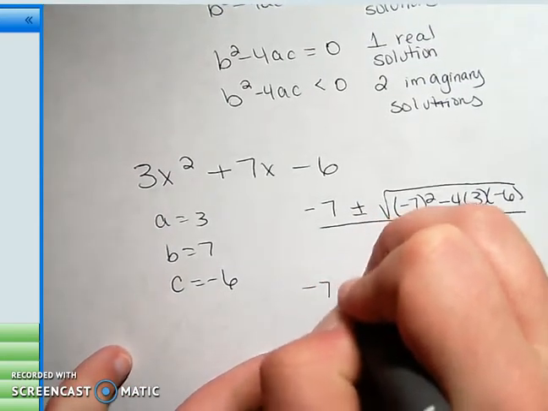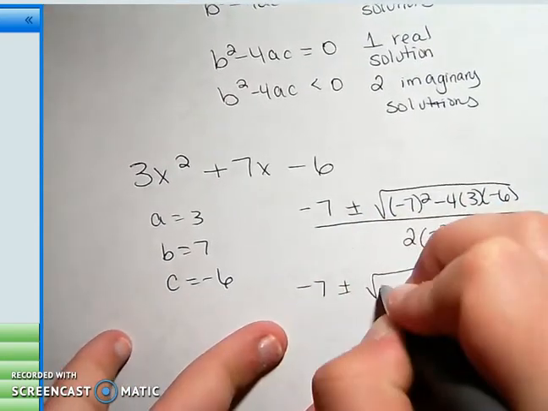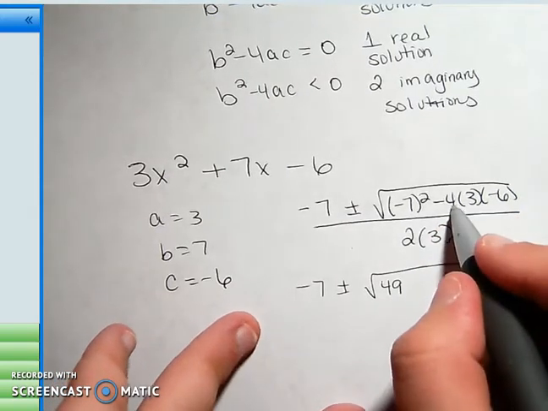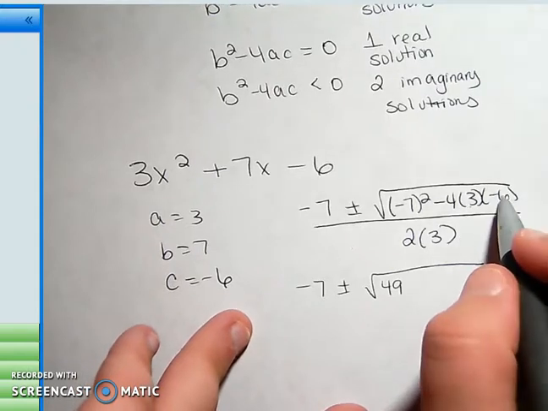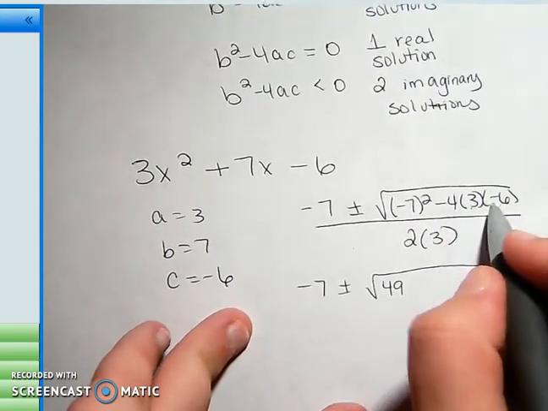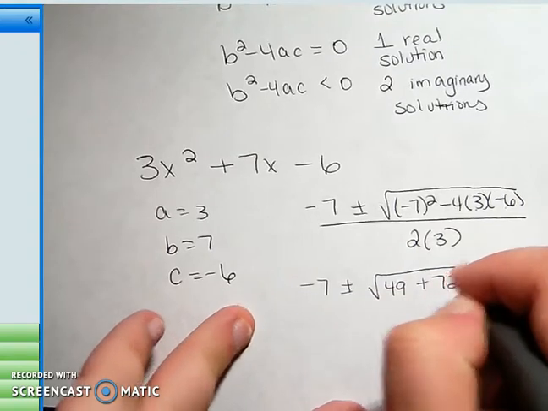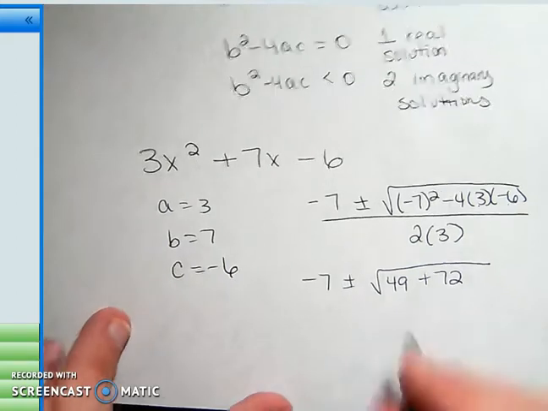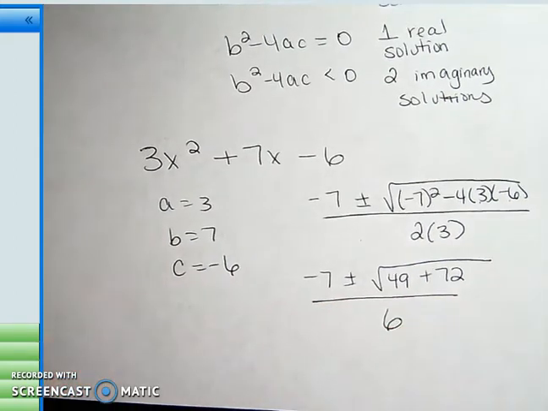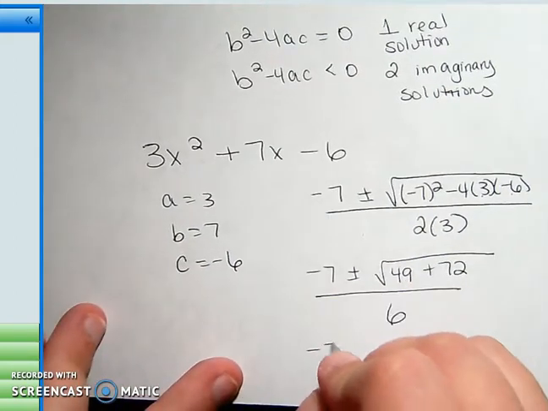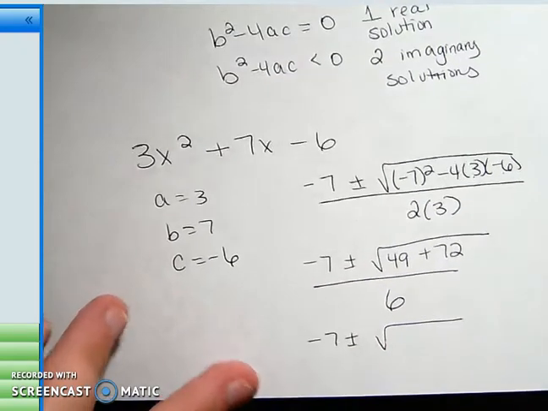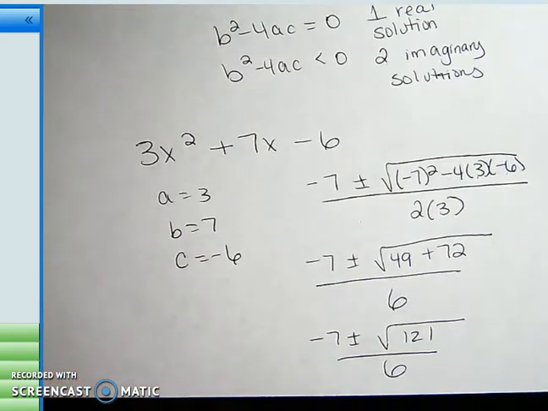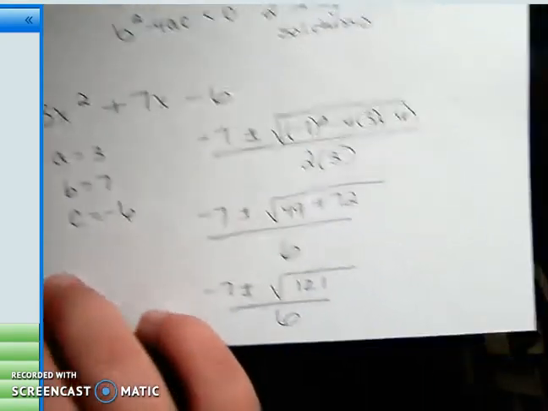So then negative 7 plus or minus the square root. Negative 7 squared is 49. This number will always be positive. 4 times 3 is 12. 12 times 6 is 72. And there are 2 minus signs, so that's plus 72. Then it's all over 6. 49 plus 72 is 121 over 6. You should know that the square root of 121 is 11.